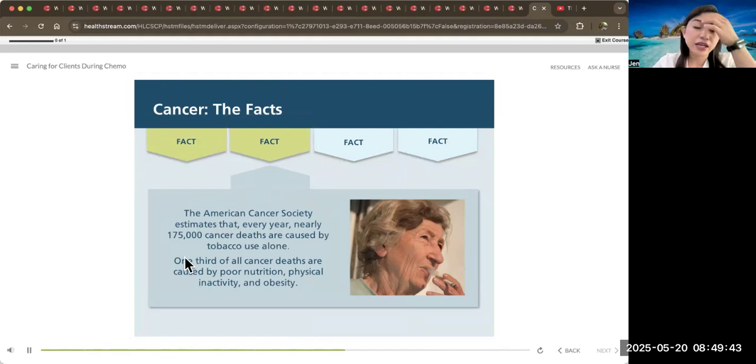Another fact. The American Cancer Society estimates that every year, nearly 175,000 cancer deaths are caused by tobacco use alone. Stop smoking. 1/3 of all cancer deaths are caused by poor nutrition, physical inactivity, and obesity.